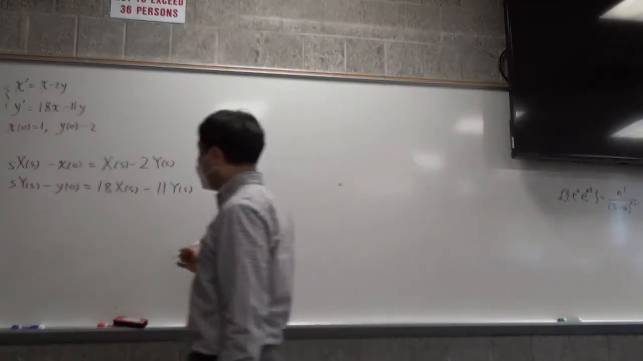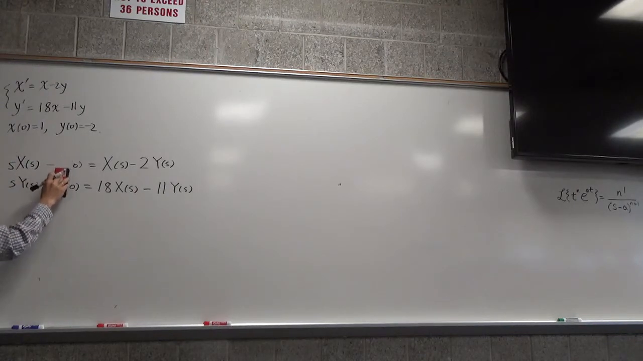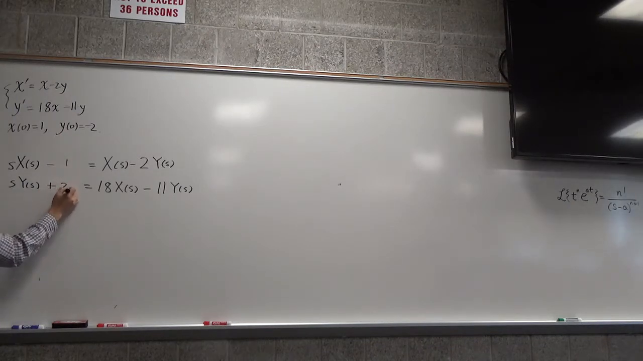Now we plug in the initial values 1 and negative 2. So you should really write this again, but I'm being lazy, so I'll just put 1 here, and then negative of negative 2 is plus 2. Right? So we now have a system of algebraic equations, and the primary goal is to find X(s), and then after this, find Y(s). Once you find X(s) and Y(s), then you have to find x(t), y(t) by inverting the Laplace transform.